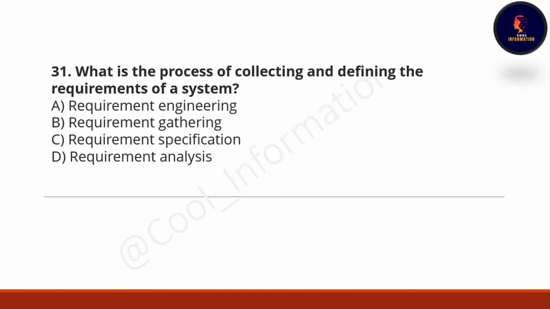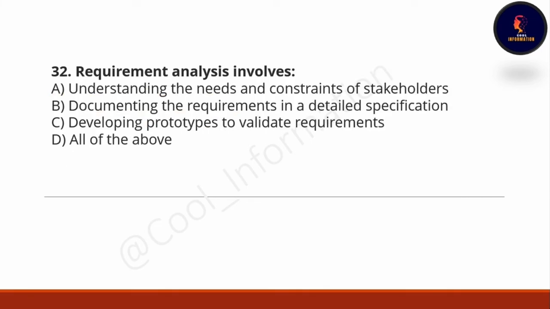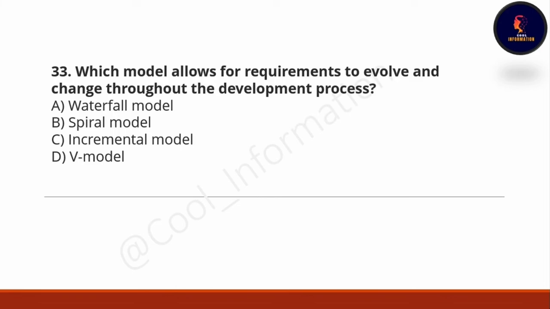Next question, what is the process of collecting and defining the requirements of a system? So option B will be correct. Requirement gathering is the process. Next question, requirement analysis involves what? So all of the above is correct because all the given options are correct here. Next question, which model allows for requirements to evolve and change throughout the development process? Option C will be correct. The incremental model allows the requirements to evolve and change throughout the development process.